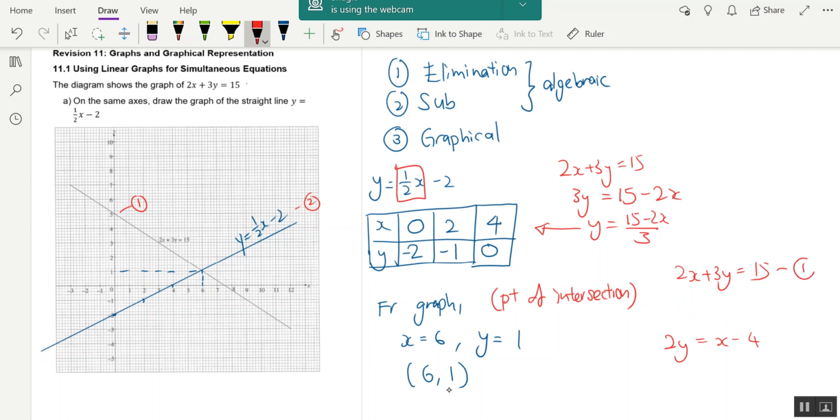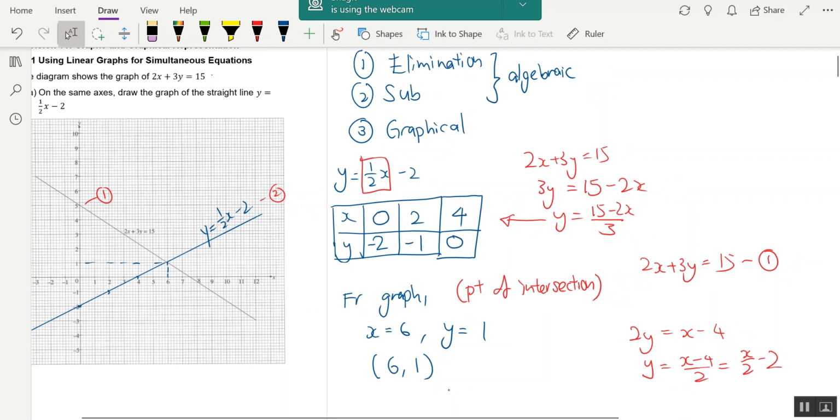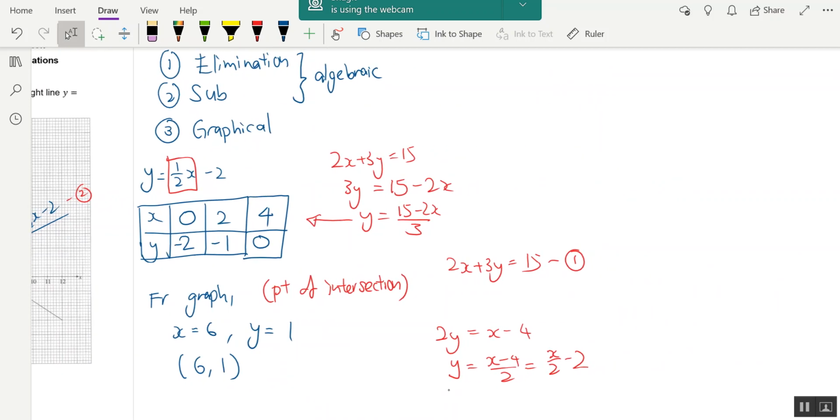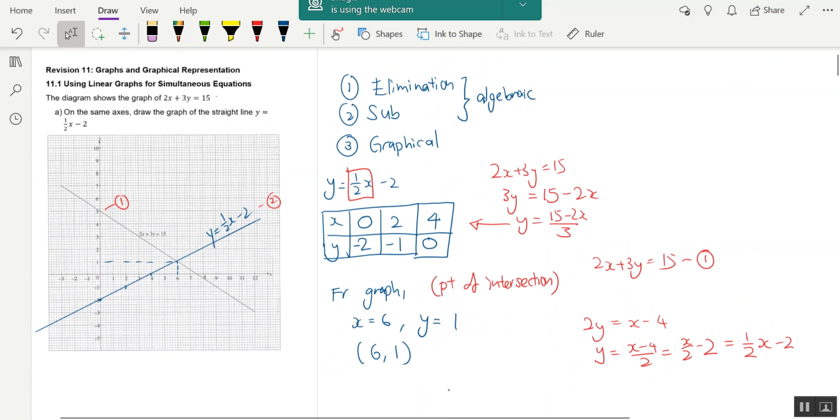One of them is definitely already the graph that you have. Then I look at this. Is this the graph that I drew? It is not. But all I need to do is divide everything by 2, which will give me x over 2 minus 2. At this point you have to know that x over 2 is the same as half x, which is what you drew in your graph.